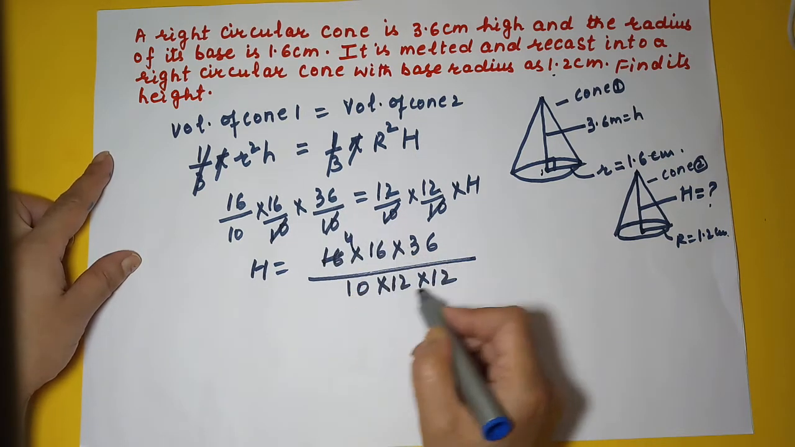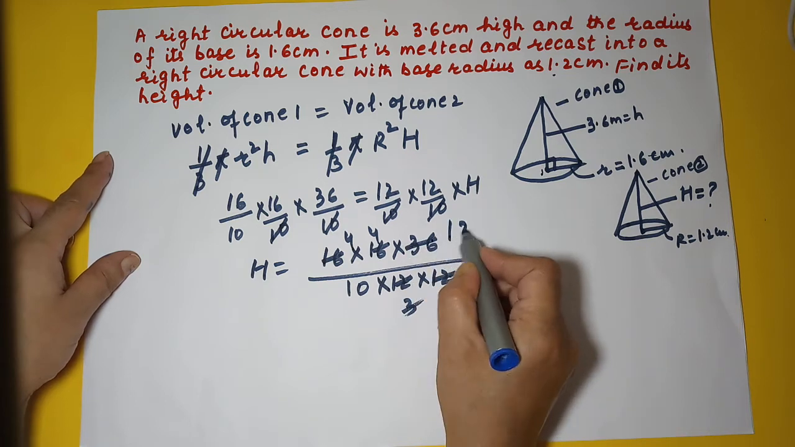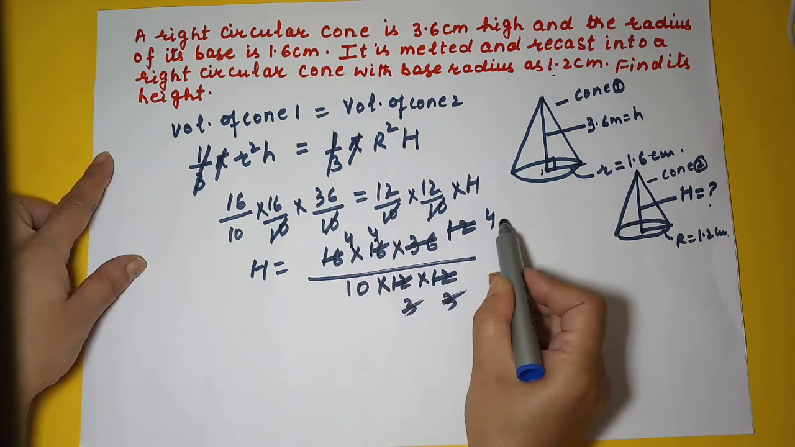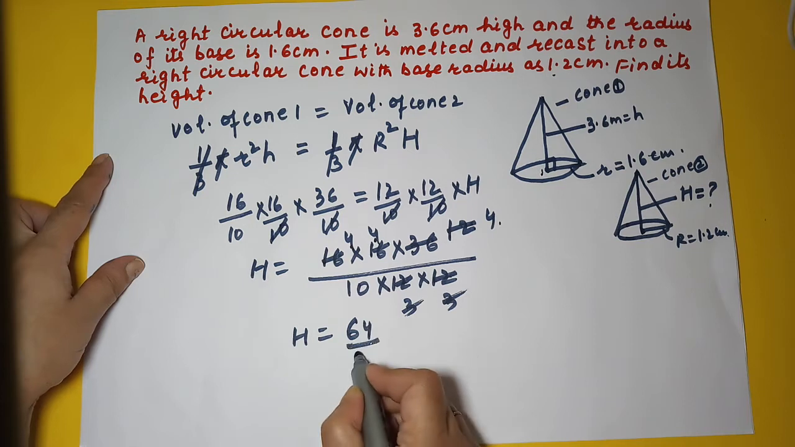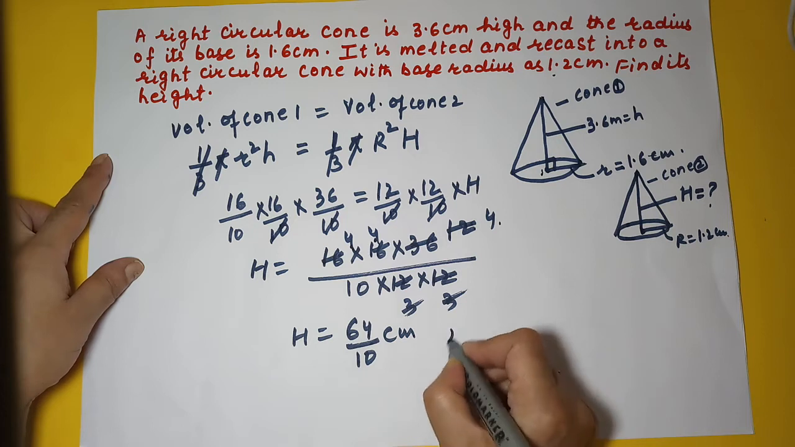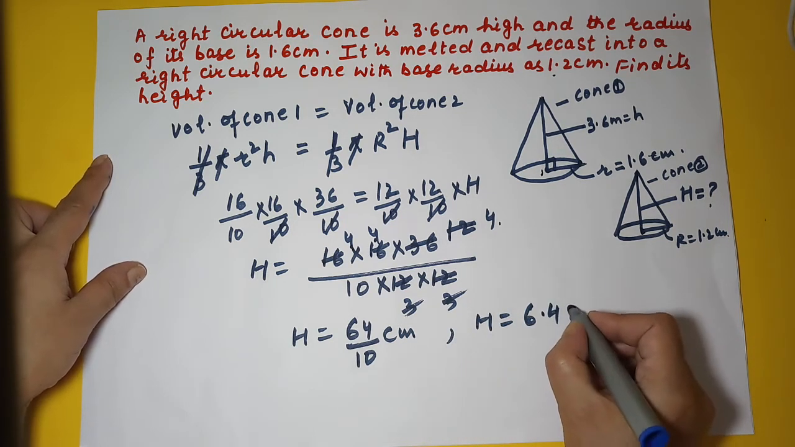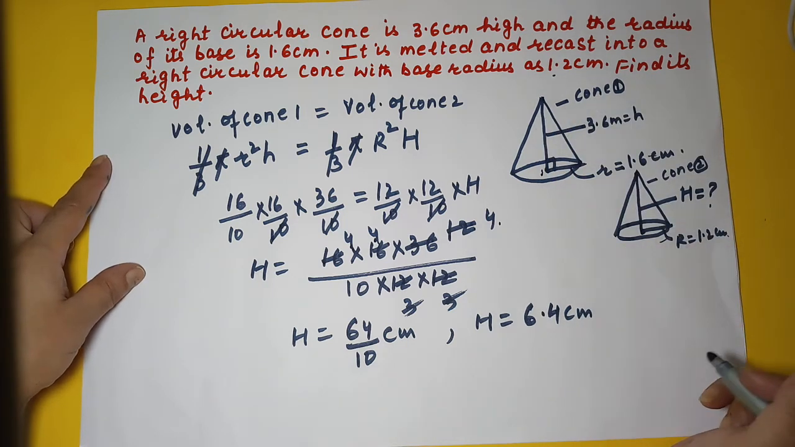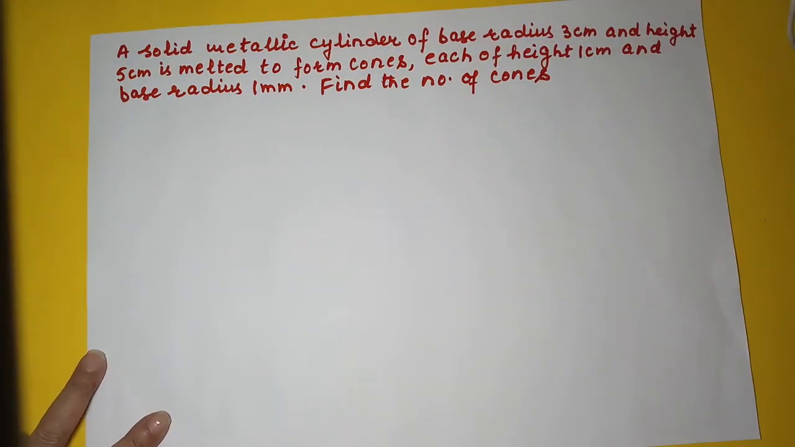So 4 4s are 16, 4 3s are 12, 4 4s are 16, 4 3s are 12, 3 1s are 3, 3 2s are 6, 3 4s are 12. So we have 4 4s are 16, 4 16s are 64. So your h is 64 by 10. What is the unit? Centimeters. So the new cone will have its height as 6.4 centimeters. Obviously bigger than this, because here the radius is smaller, right?